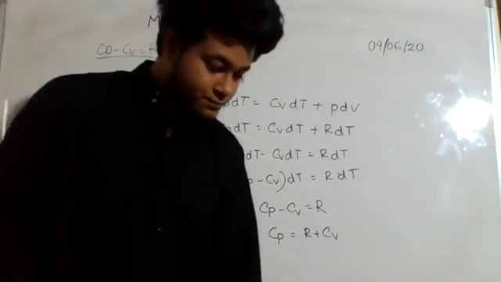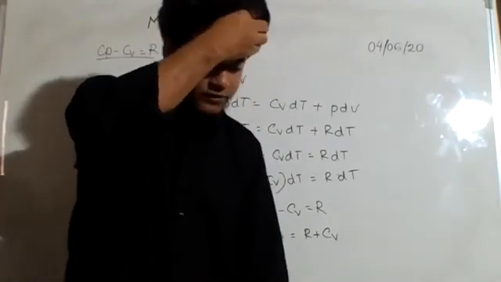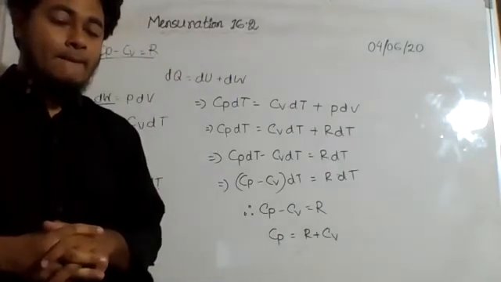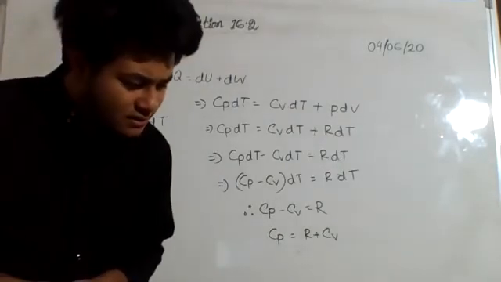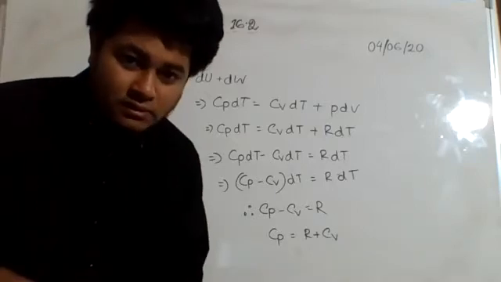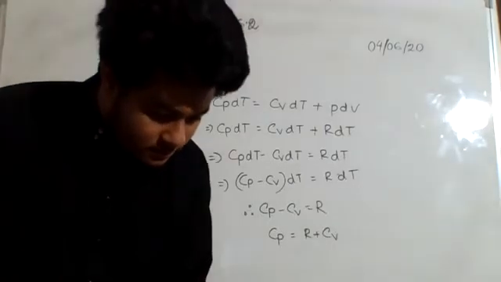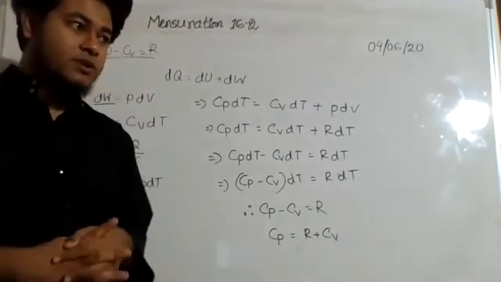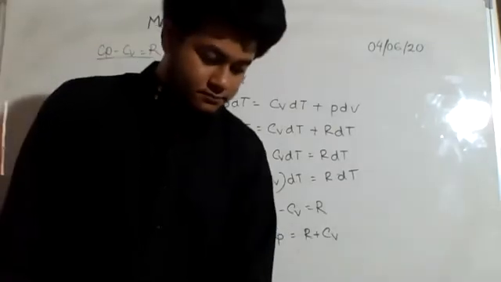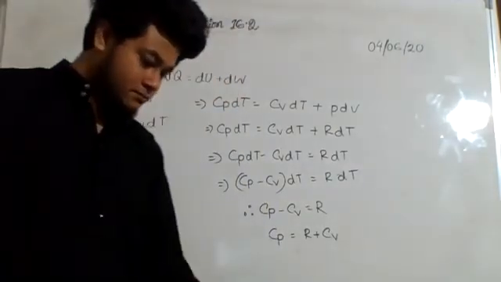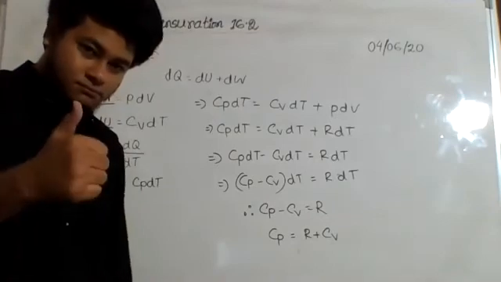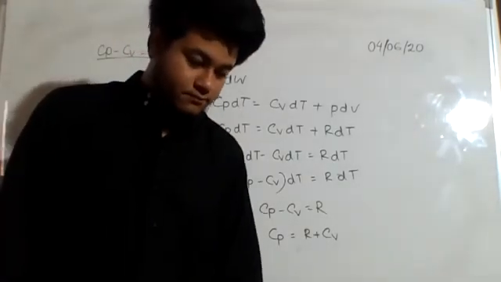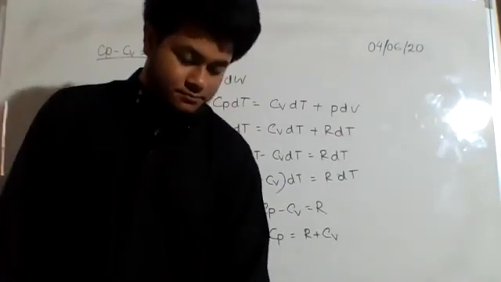No, sir. Clear. Okay, now moving to the next. Okay, 8.31, right? R value is 8.31, no, 8.314 joule per mole per Kelvin. Meaning, whatever Cp and Cv are, if you subtract the two, 8.31 will come. Yes. Okay. Yes sir, I understood.